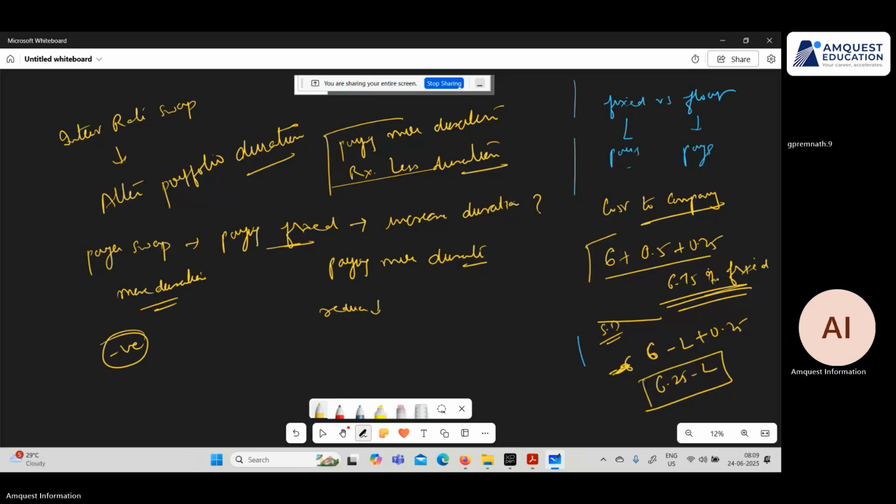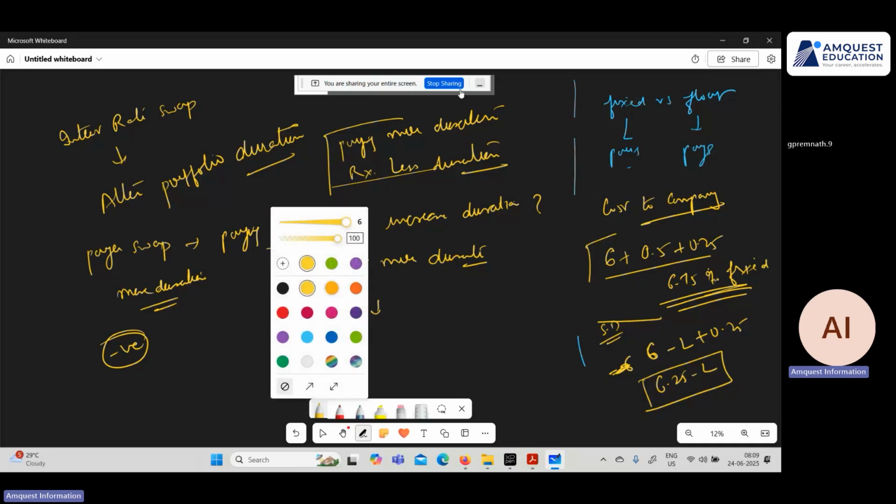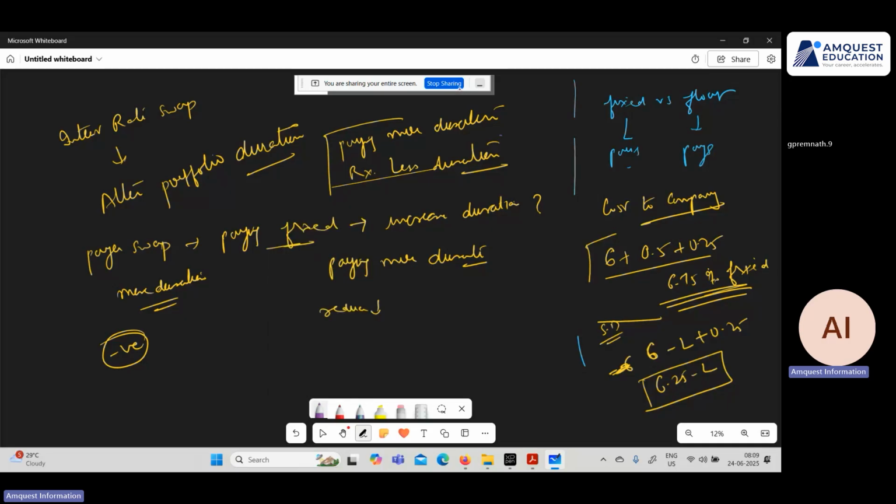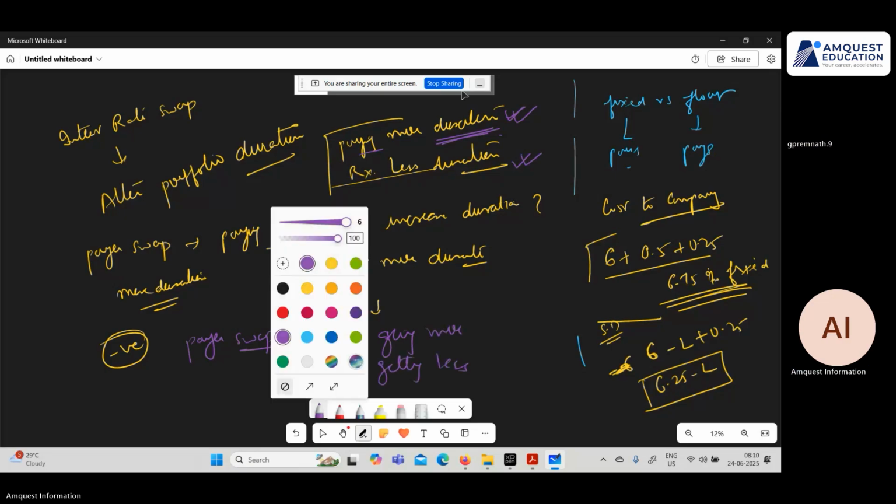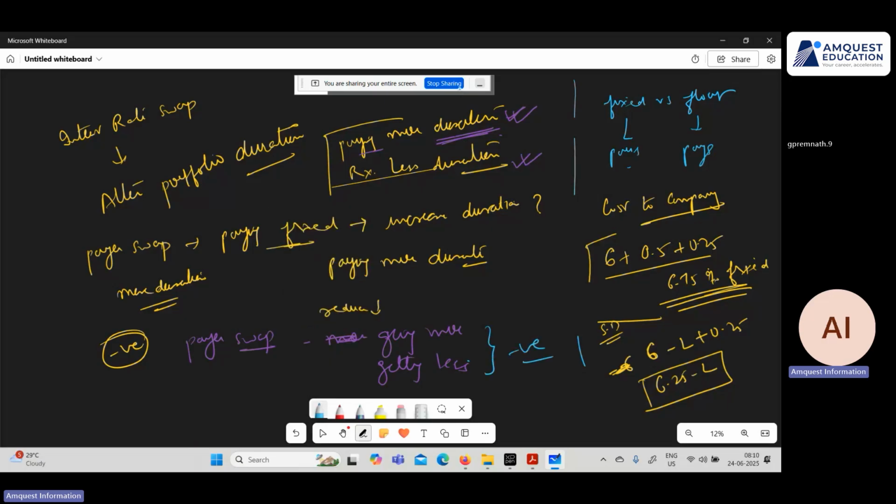So I'm saying when you are a fixed payer, instead of using the word fixed amount, I just replaced it with the word duration. So I'm paying more duration and I'm receiving less duration. So when I am a pay swap, I am giving more and I'm getting less. Hence, my duration is negative. Are we okay? You are sure about this? Also, when it comes to modifying the duration, it's a fairly simple formula.